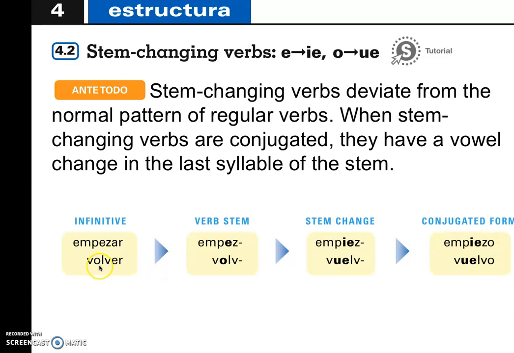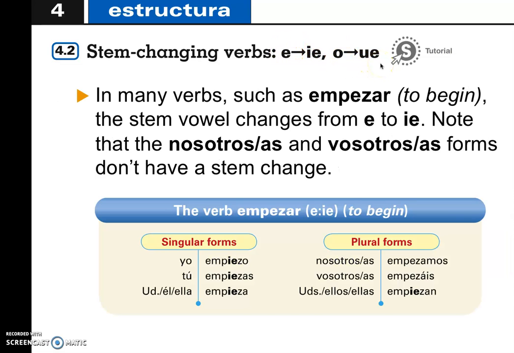Here's another type of stem change. This is an O to UE stem change. So take the verb volver, which means to return. The O is the stem change vowel, it turns into UE, so you have vuelve, and you say vuelvo, right? And then vuelves, etc. So these are the two types of stem changes we'll be looking at today, the E to IE here and the O to UE.